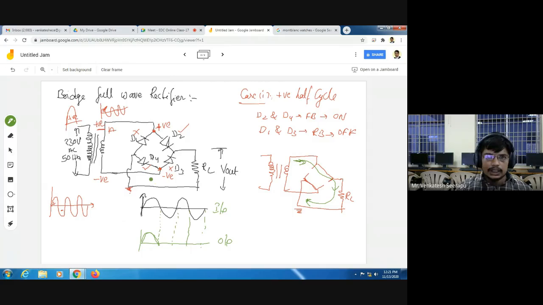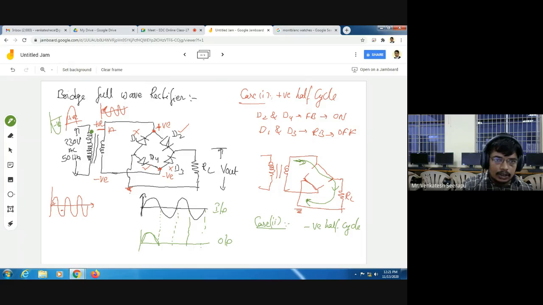Now let us consider I am applying case 2. Let us consider case 2, when I am giving a negative half cycle as an input. So whenever I am giving a negative half cycle as an input, here I am applying in place of a positive. Now I am applying a negative half cycle as an input.